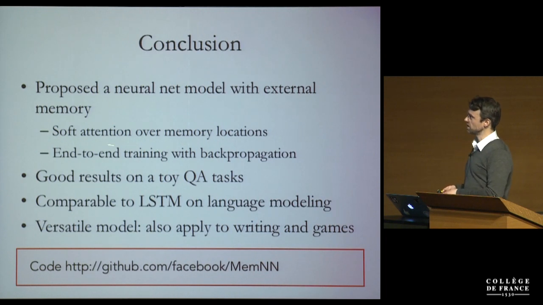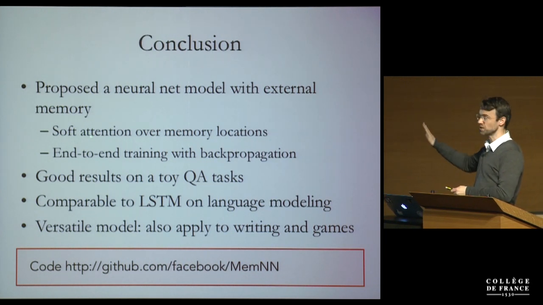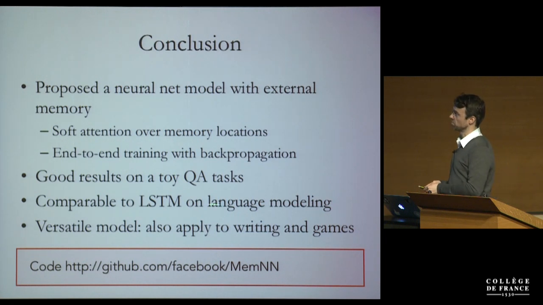Okay, so this is a different type of interface from the stack RNN that we saw. In the stack RNN, we had this very prescribed way of accessing the memory. We could only push and pop from the very top of the stack. In this case, you can access any of the memory locations you want with this soft attention mechanism, and you can train the whole thing with backpropagation. So it seems to work pretty well on these little toy question and answering tasks, and works about as well as an LSTM on the language modeling.